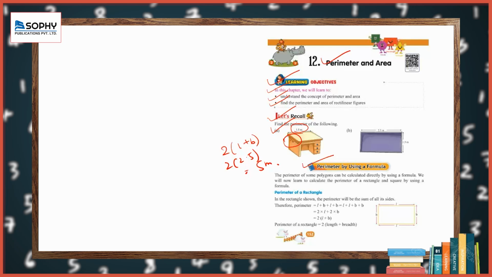Now let's look at the perimeter by using a formula. The perimeter of some polygons can be calculated directly by using a formula. We now learn to calculate the perimeter of a rectangle and a square by using a formula. Here is the perimeter of a rectangle, students, and the rectangle shown. The perimeter will be the sum of all its sides. Therefore, perimeter is equal to 2 into length plus breadth, and the perimeter of a rectangle can be written as 2 into length plus breadth, or 2 into L plus B.